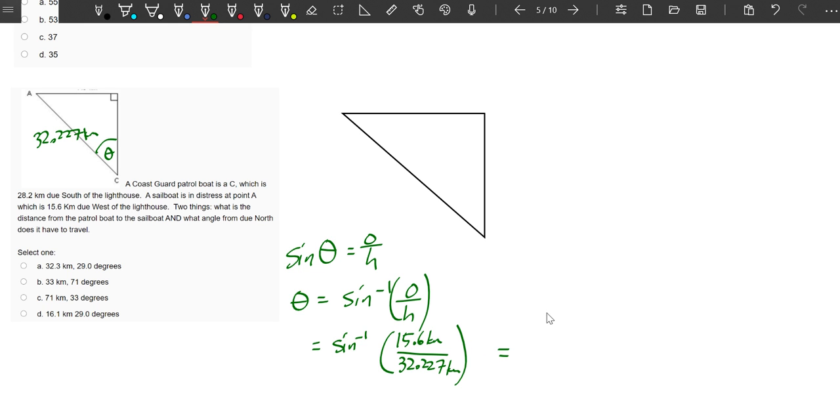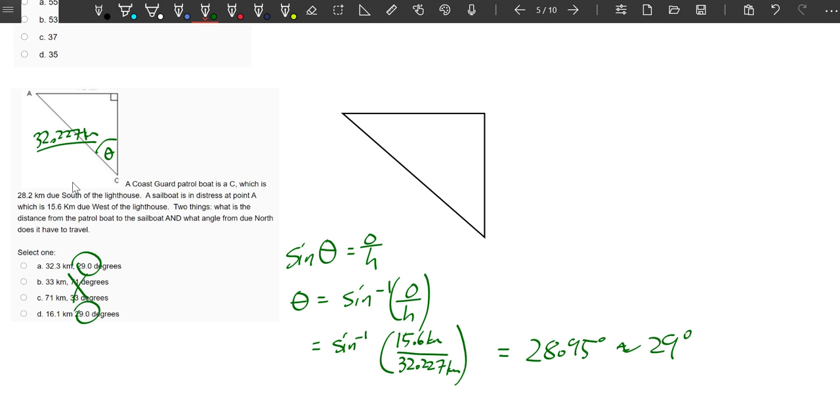And if I take those two, 15.6, I divide it by 32.227, and I take the inverse sine, I get 28.95 degrees, which rounds to approximately 29 degrees. So out of our choices, 29 degrees shows up here and here, which knocks out these two.